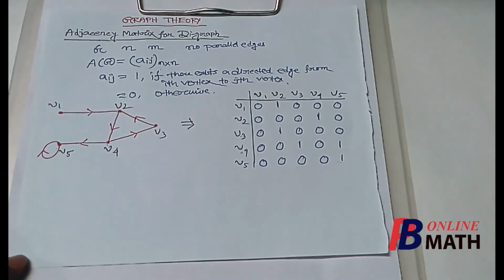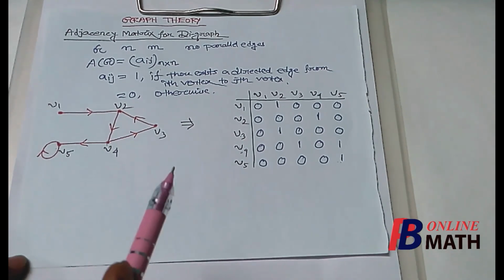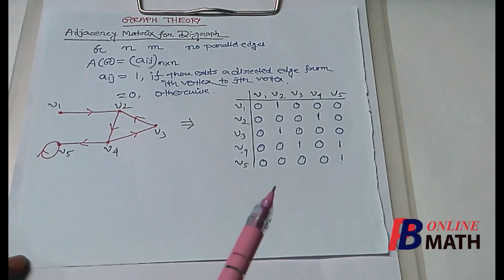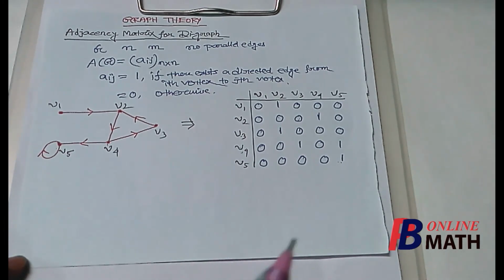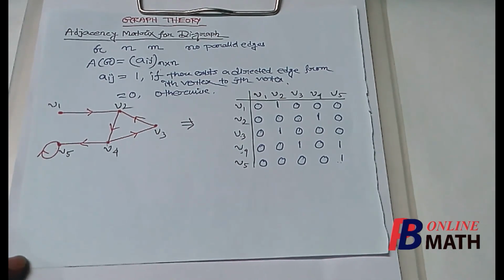Now if we look carefully, we shall find that for directed graph the adjacency matrix is not symmetric. It is symmetric for non-directed graph, but for directed graph the adjacency matrix is not symmetric. Next we shall give one example where from the adjacency matrix we shall obtain the directed graph.